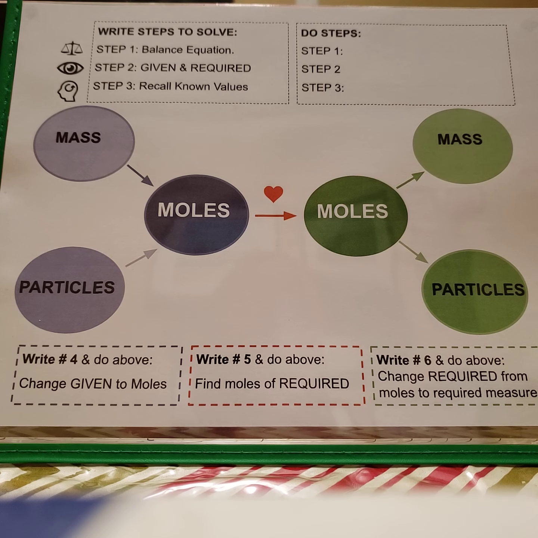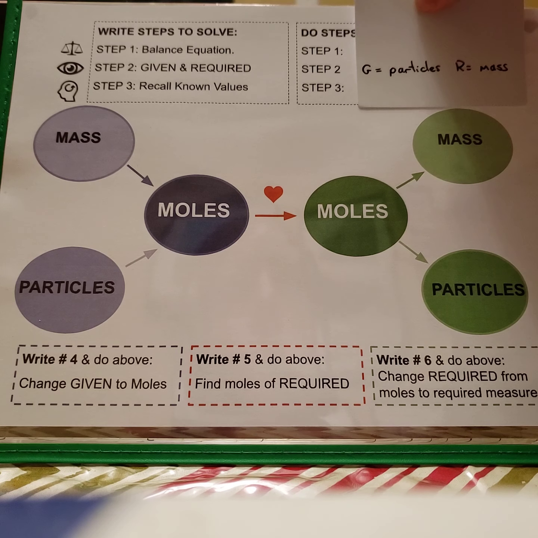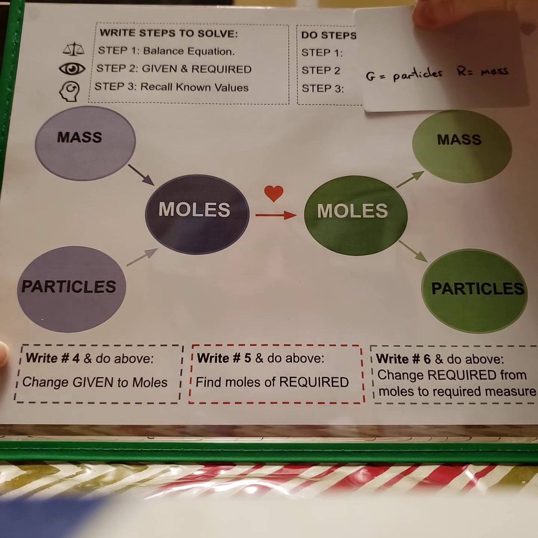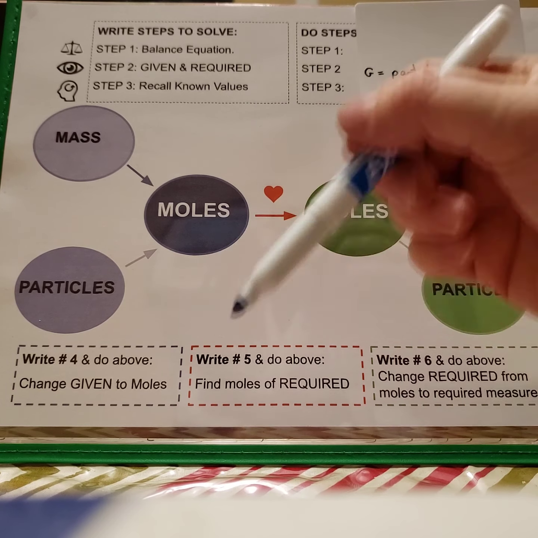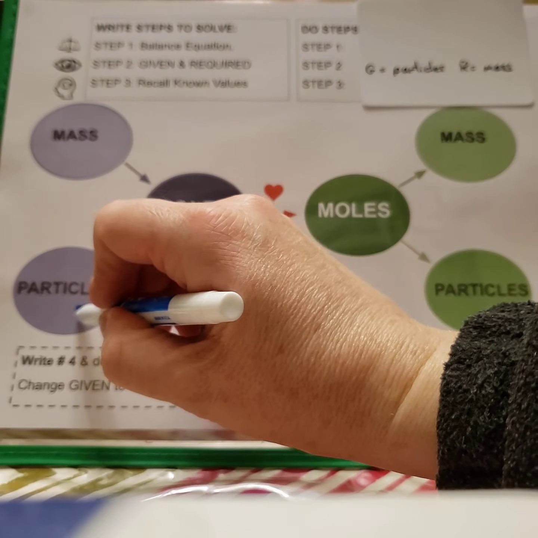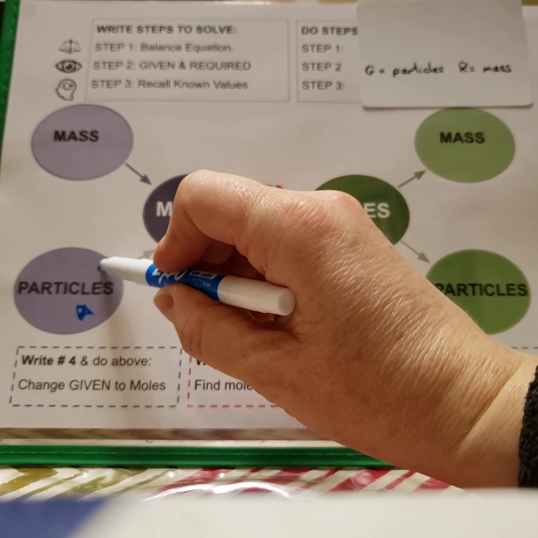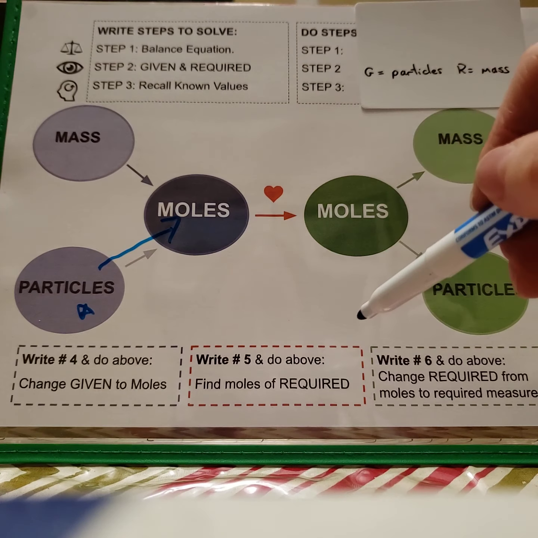So if we were to take a look at a problem that gave you a given in particles and had a required in mass. So they gave you an amount of one substance in particles, and they wanted to know the amount of the required substance in mass. You just have to take a look at your map, figure out where you're starting. All right, well, our given is in particles, so we're going to start there. We're going to convert through Avogadro's number to moles of the given.